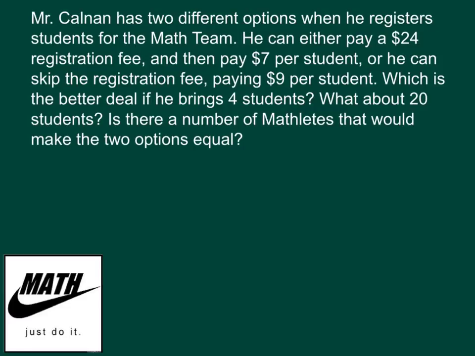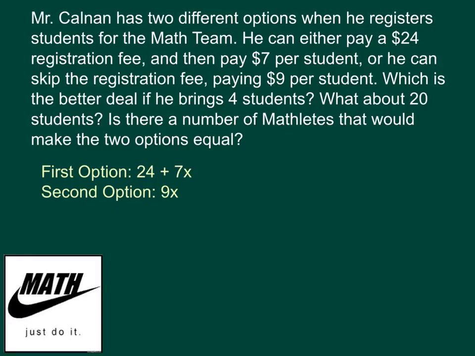All right, so let's figure out how we could express each of these options. We have the first option with the registration fee, and we could model it with this expression. We could call that 24 plus 7x, where the $24 is the flat fee to start, and then it's $7 times the number of students, and x would be the number of students there. Then we have the second option, which could be shown by this expression. There is no registration fee in this case, so it's just $9 per student, so 9 times x, where x is again the number of students.